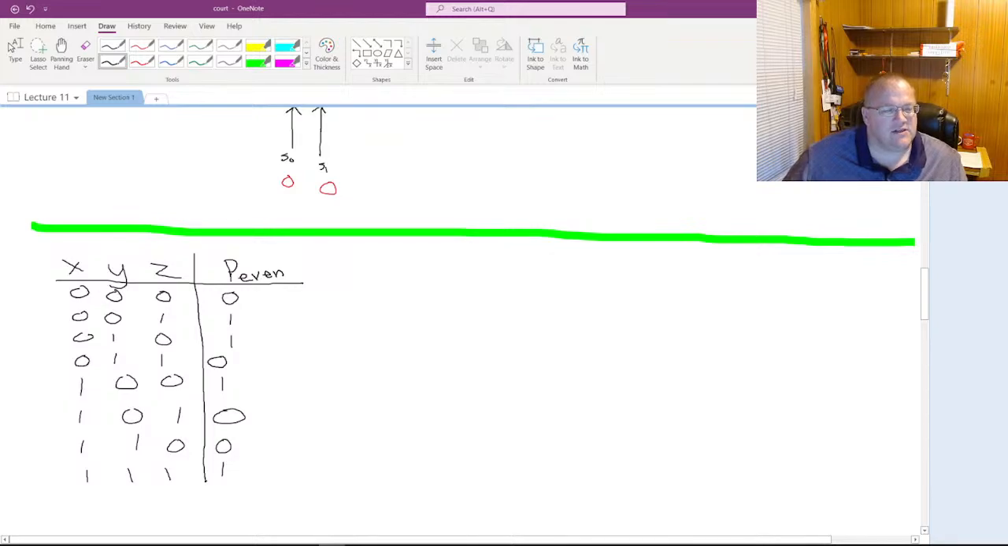So these are even already. I don't need to add a 1 to keep it even. This is currently odd, so I make it even. This is currently odd, so I make it even. This is even, so I leave it. So I don't do anything. This is odd, so I make it even. This is even, so I leave it alone. This is even, so I leave it alone. This is odd. I'm forced to use this to bring it back into even.